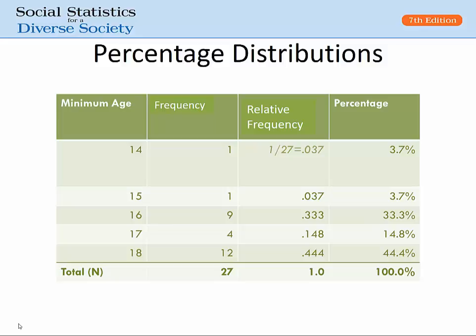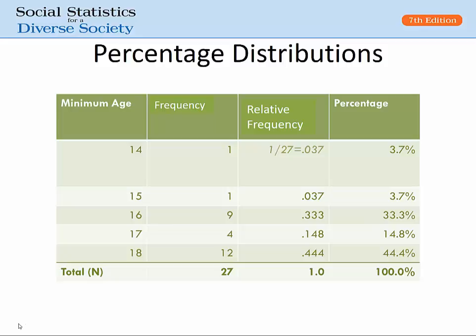And so again, the relative frequency is a number expressed as a decimal, and we can see that we get that just by dividing the count or the frequency by the total number. So 1 divided by 27 equals 0.037. 1 divided by 27 is 0.037. 9 divided by 27 is 0.333. 4 divided by 27 is 0.148, and 12 divided by 27 is 0.444, and 27, of course, divided by 27 is 1.